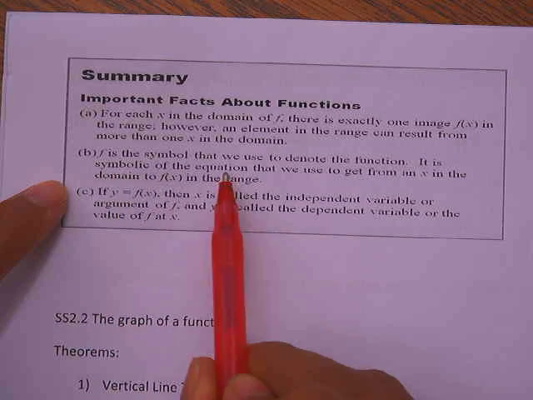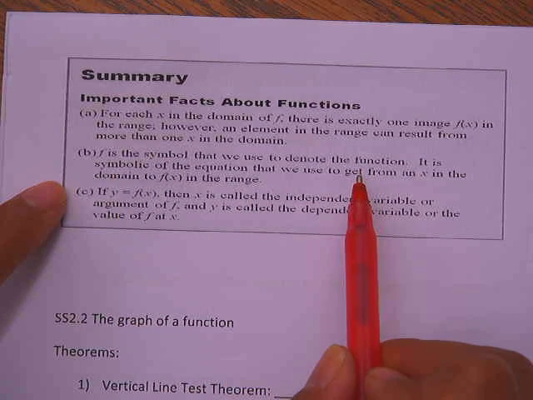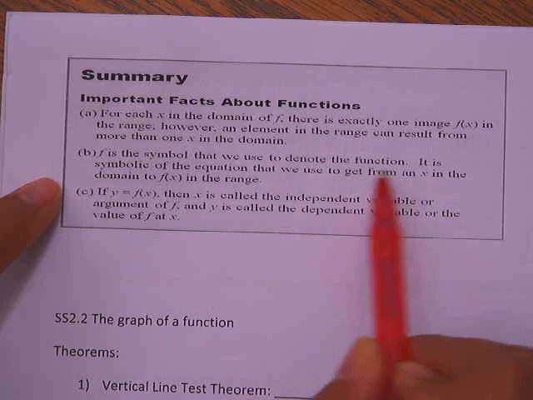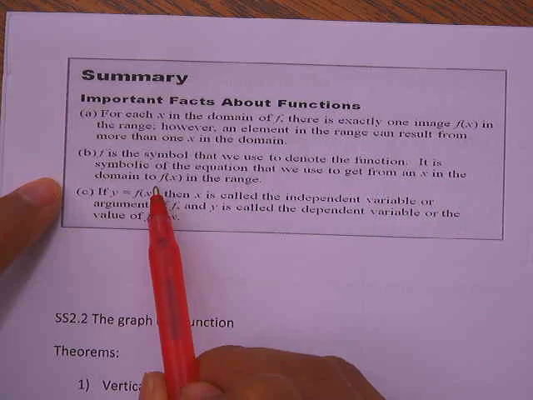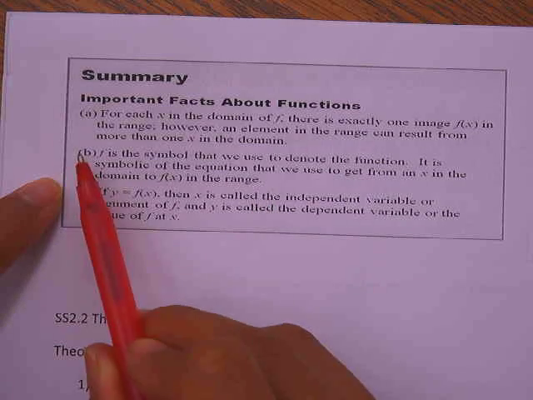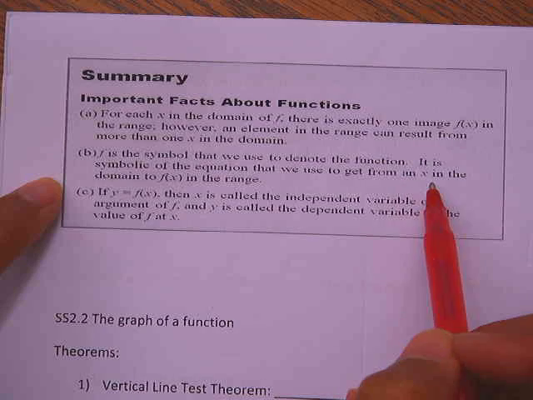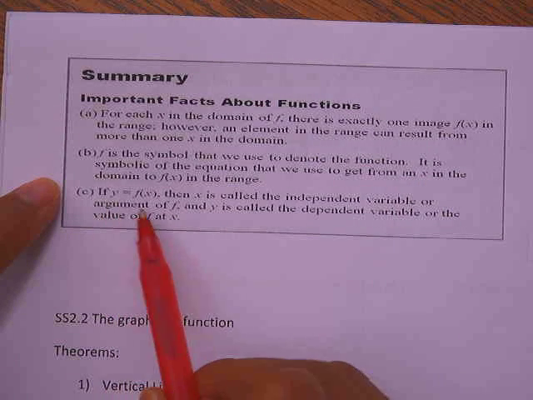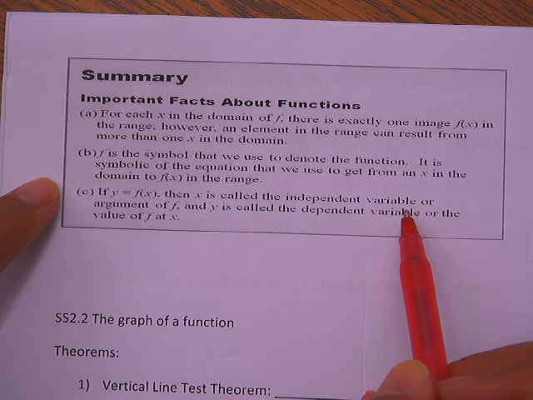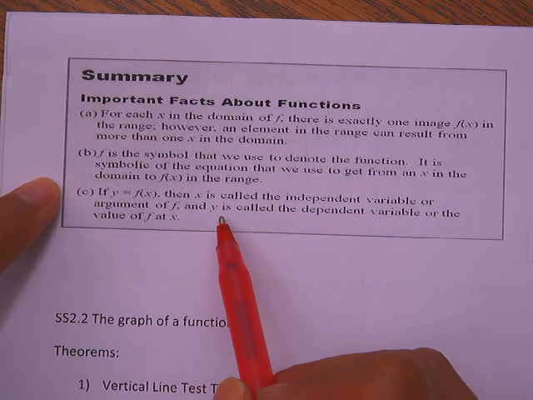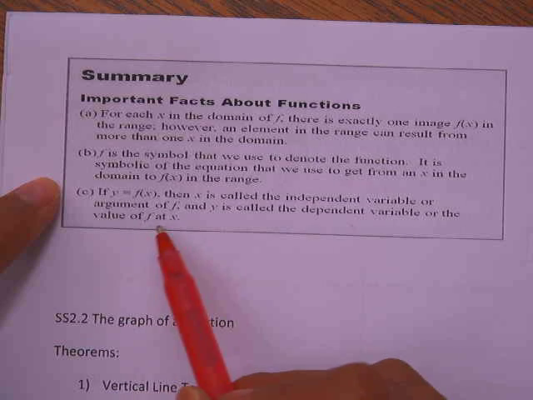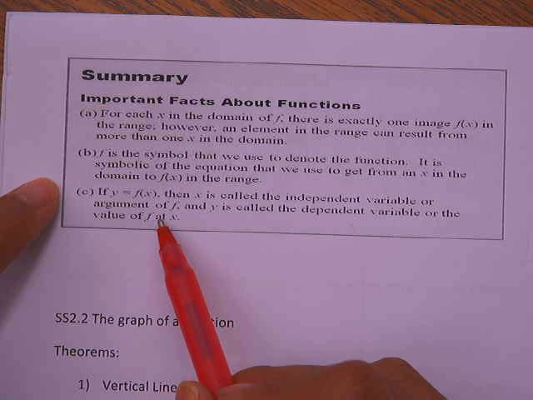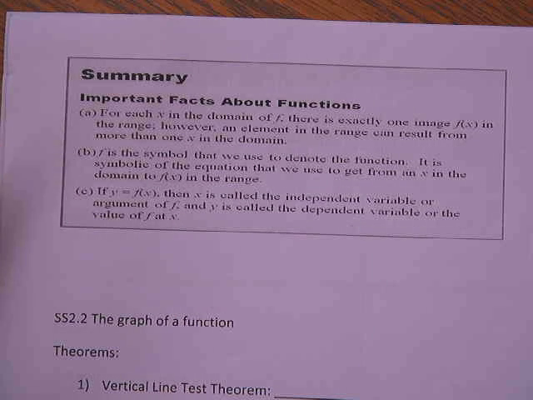B. F is the symbol that we use to denote the function. So if you see f right away, or f of x, or g of x, you know right away it's a function. It is symbolic of the equation that we use to get from an x in the domain to f of x in the range. So f of x is a function, g of x is a function, so those are the functions with x as a domain. If y equals f of x, then x is called the independent variable, or argument of f, and y is called the dependent variable, the value of f at x. So y is the output and x is your input. All right, so those are some important things about functions, and 2.1 is all about functions.